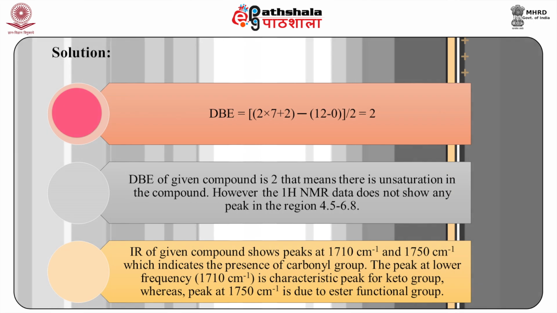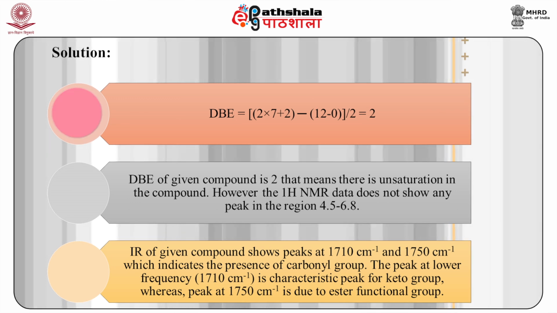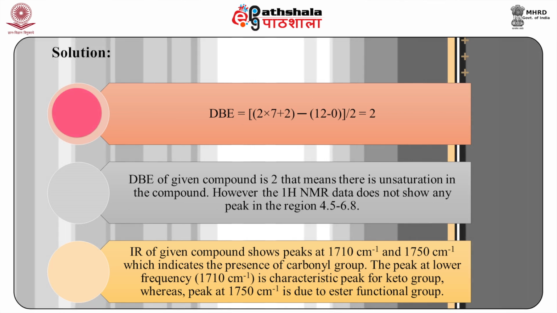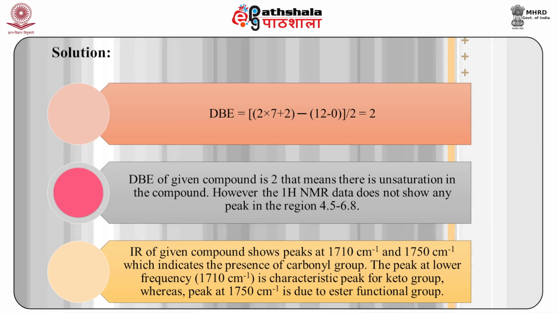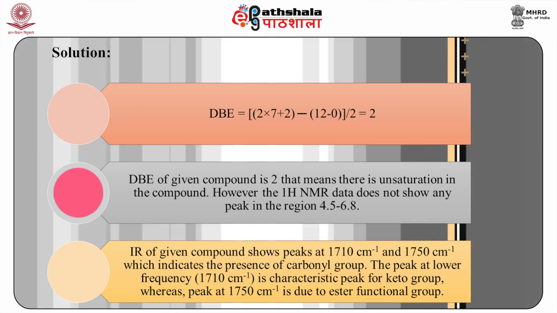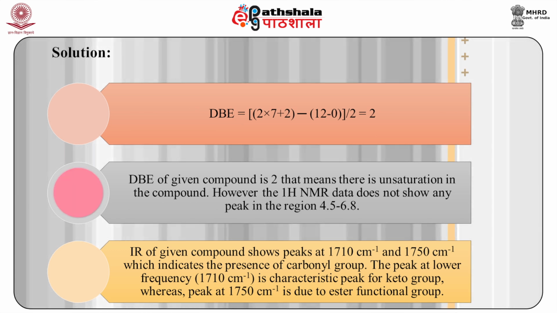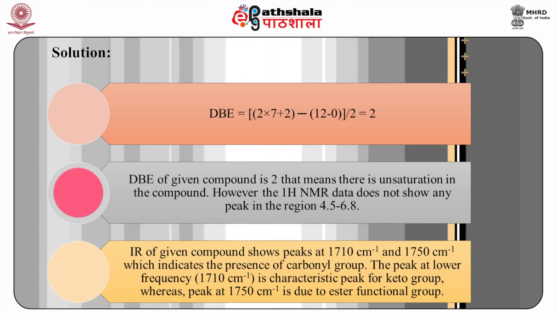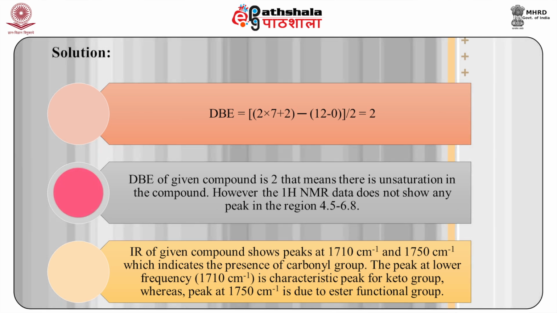For the solution of this problem, if you take a look at the formula of the given unknown compound, it is C7H12O3. In this, the double bond equivalence as calculated by the formula will come out to be 2. Thus, the DBE of the given compound is 2, which means there is unsaturation in that compound. However, the proton NMR data does not show any peak in the region of 4.5 to 6.8 ppm, which is characteristic of a compound having unsaturation in it.